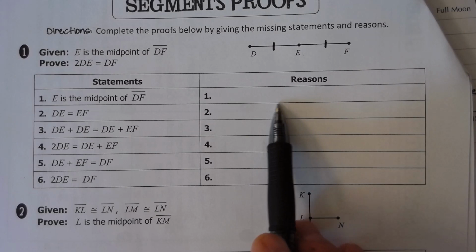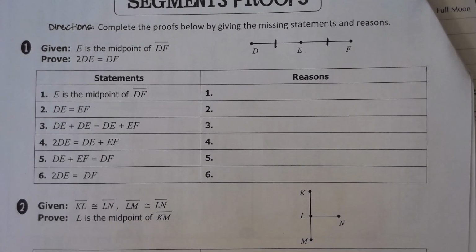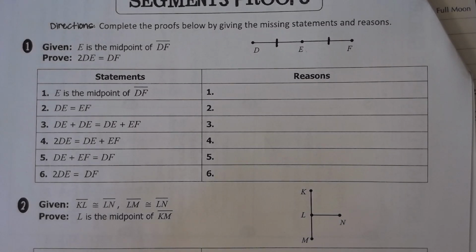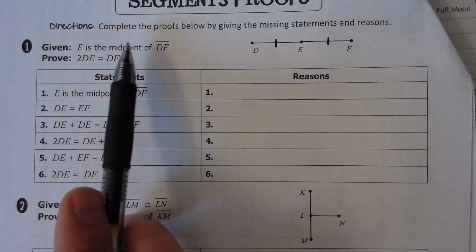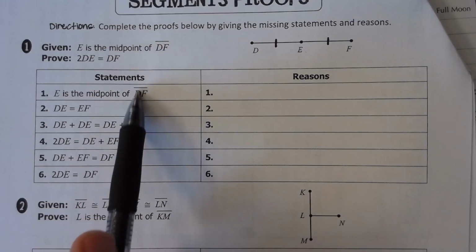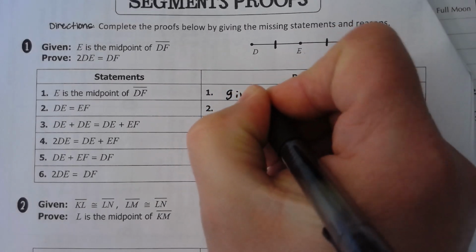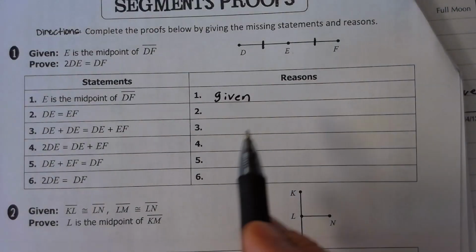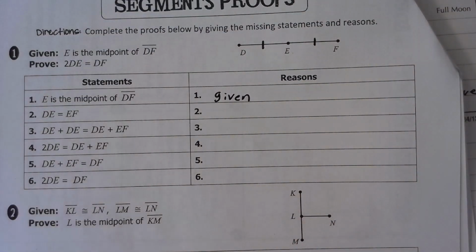So our reasons are the rules and the definitions on the other pages that you can refer back to do these things. You don't have to have all these things memorized. You've got to know where to find them. So here we go. E is the midpoint of DF. Look up here. E is the midpoint of DF. That's your given. Your given is generally going to be your first statement. You can have more than one given as well. You can have a given here, and you can sometimes have another given.